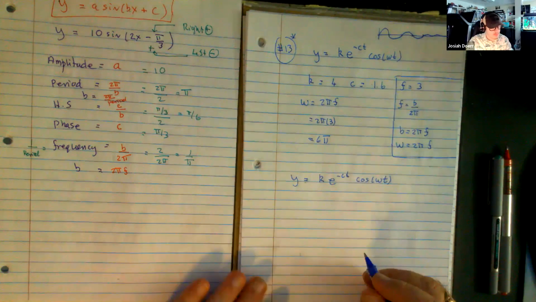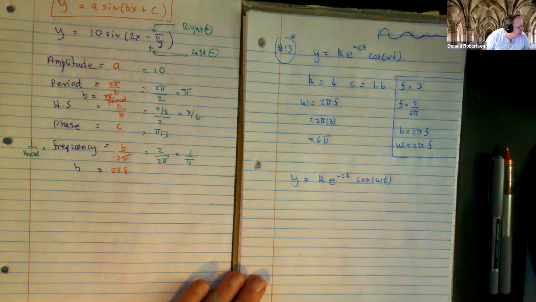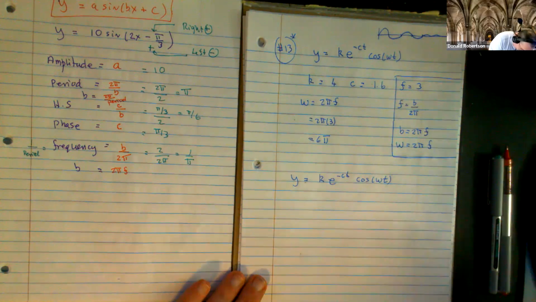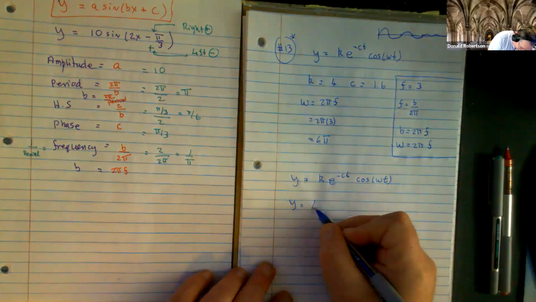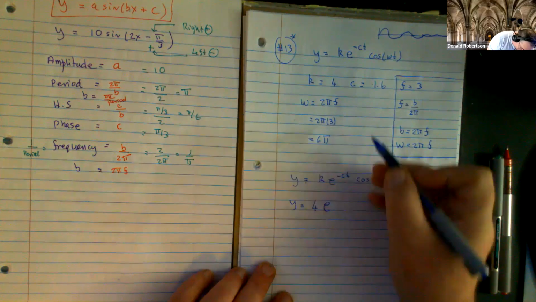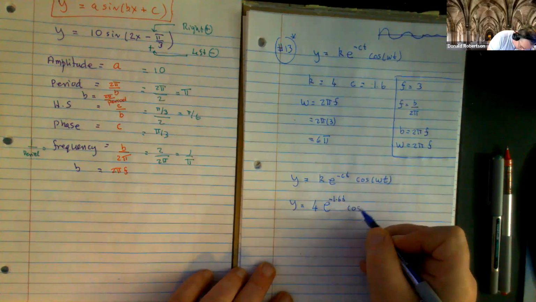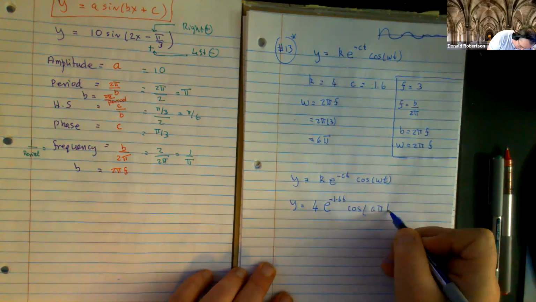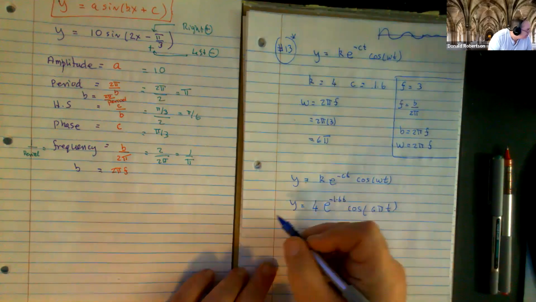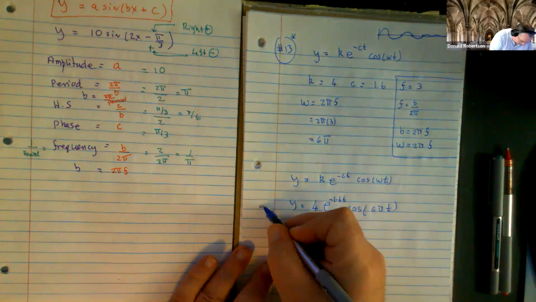And we are being asked to essentially fill in the missing values. So instead of K, I'll put 4. Instead of C, I'll put 1.6. And instead of omega, I'll do 6 pi. So there is your answer to question A.